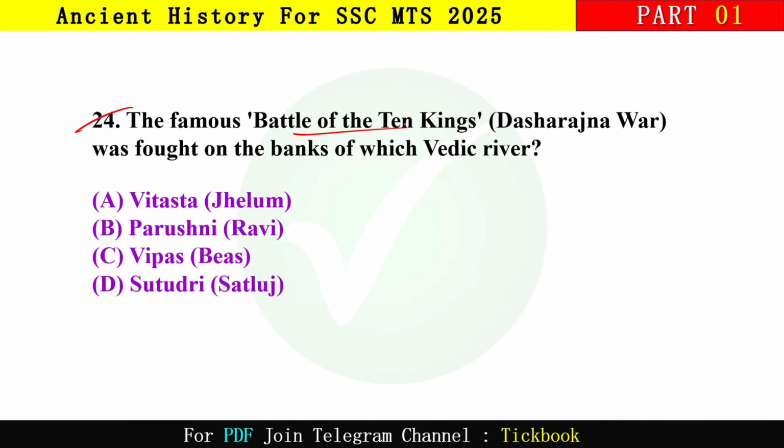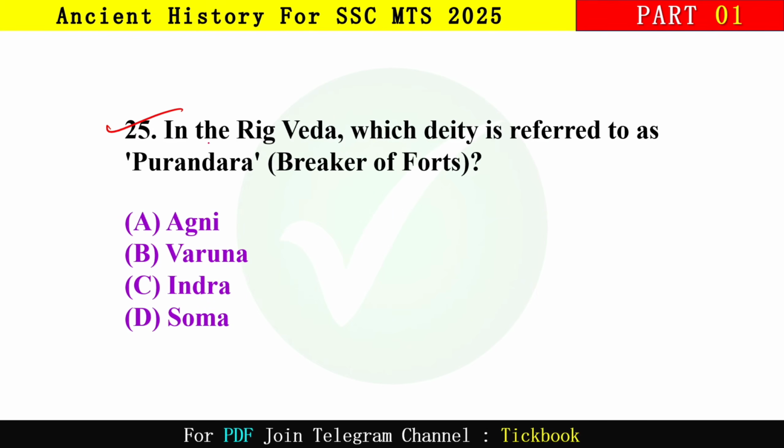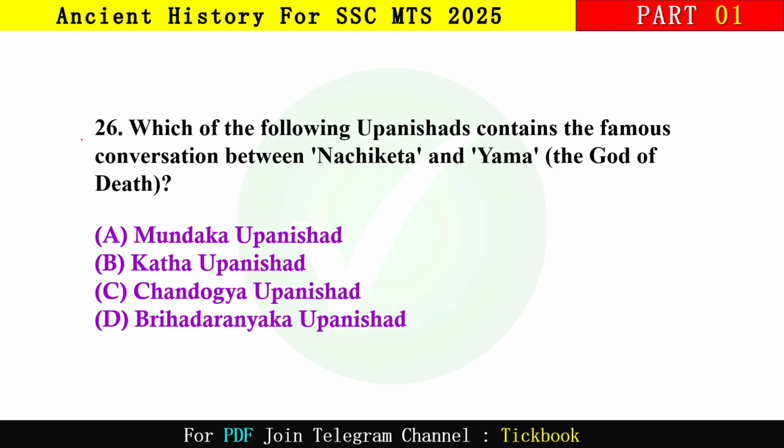24. The famous Battle of Ten Kings, Dasharajan War, was fought on the banks of which river? Option number B, Parushani, Ravi. 25. In the Rig Veda, which deity is referred to as the Purandar, breaker of forts? Option number C, Indra.